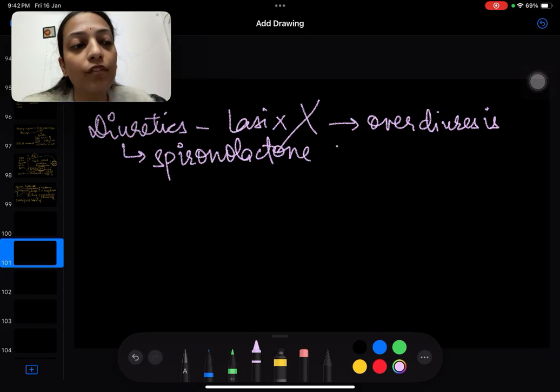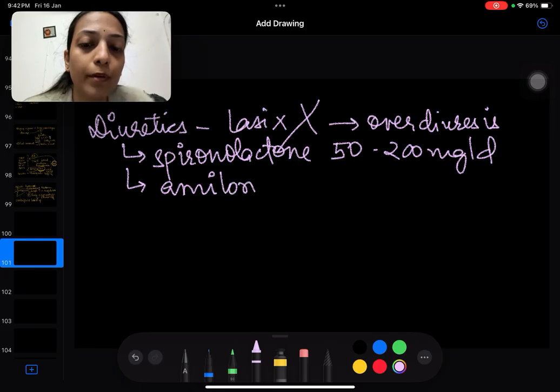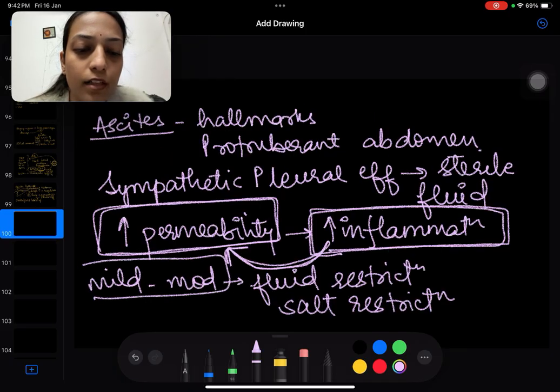How much do they give? It ranges from 50 to 200 mg per day in divided doses, right? Also, if you cannot give spironolactone, or if you want to add on another one, then you can give amiloride. What is the dose for amiloride? It ranges from 5 to 10 mg per day.